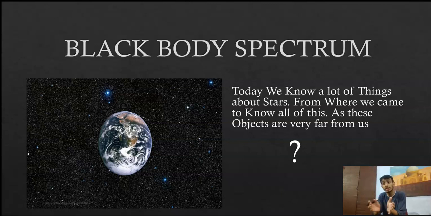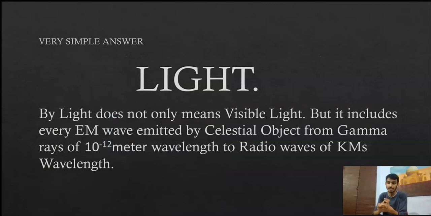So the question may seem difficult to you, but the answer is very simple. And the answer is light. The star emits light, and that light is analyzed by us through our instruments. And by analyzing the light emitted by the stars, we got all this information: temperature, radius, distance, and the content. By light here, I don't mean only the visible light, the light that we can see through our eyes, but here light means all the electromagnetic waves.